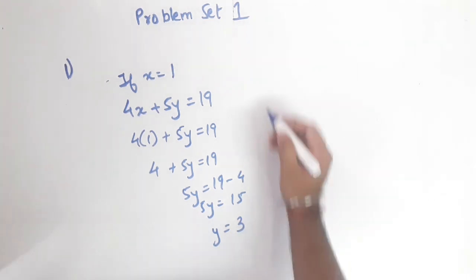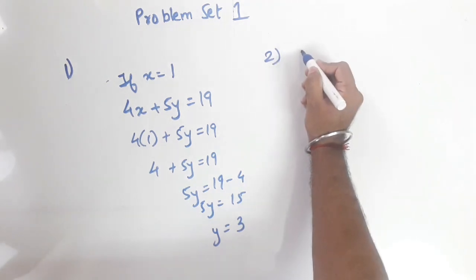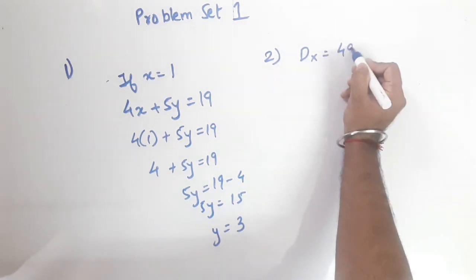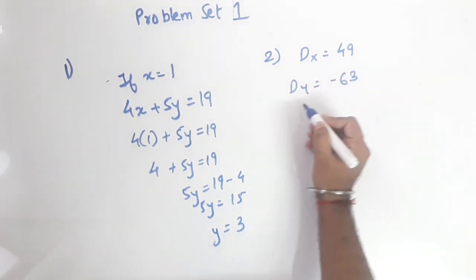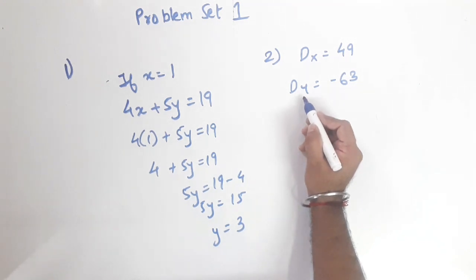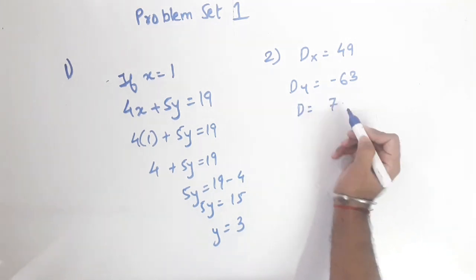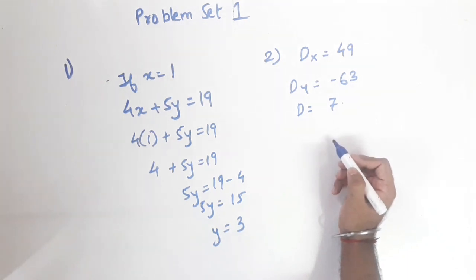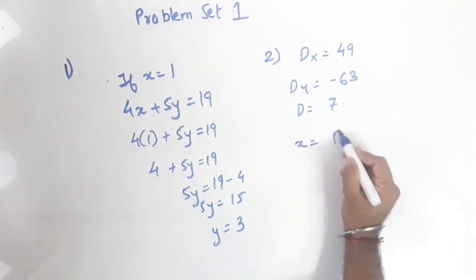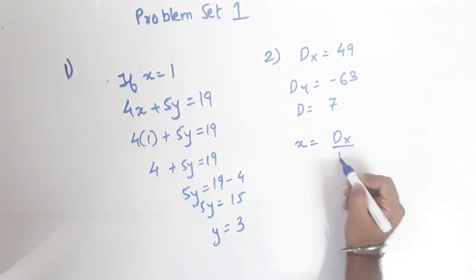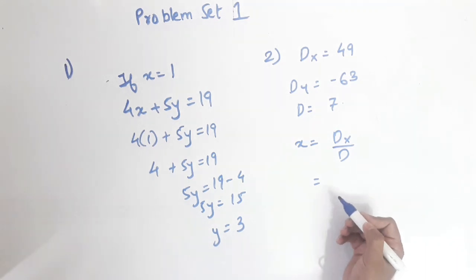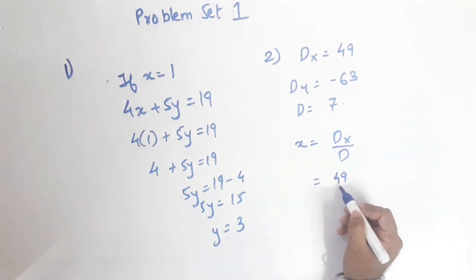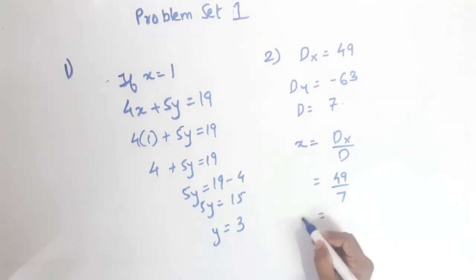Then question number 2 given is, if dx is equal to 49, dy equals minus 63 and d equals 7, what is the value of x? Okay, you know how to find x. The formula for x in Cramer's rule we did is dx upon d. So it will be 49 upon 7. So x is 7.